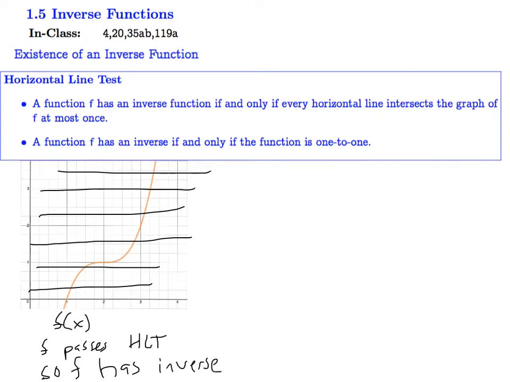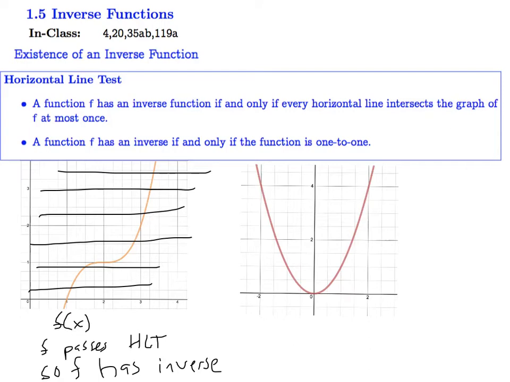And in a little bit we'll figure out how to go about finding that inverse. So let's see an example of a function that fails now. So here's a function, and I can actually tell you that this is just the graph of h of x equals x squared. So this function fails the horizontal line test. That is, we can throw a horizontal line here that hits the graph twice.